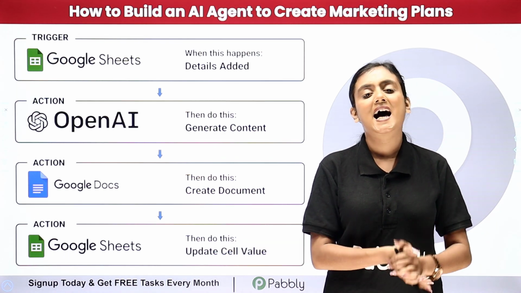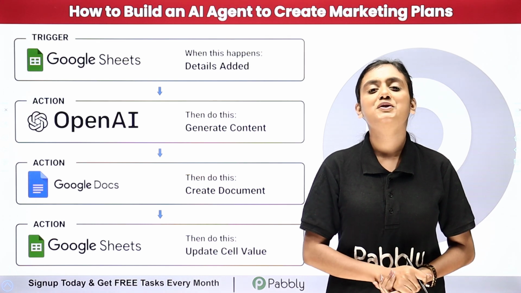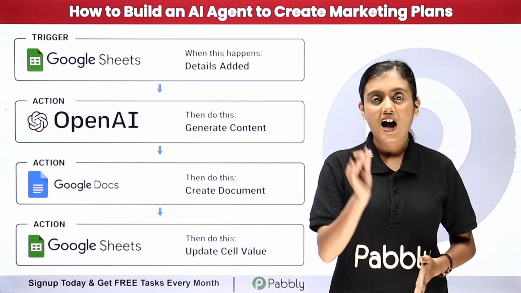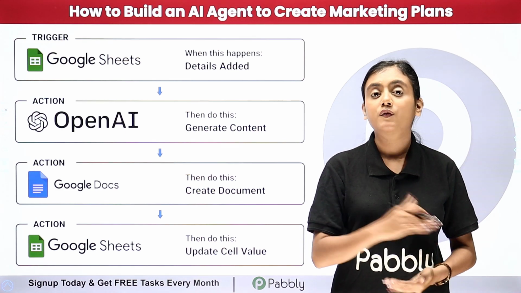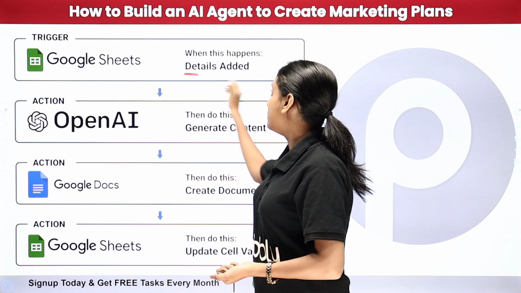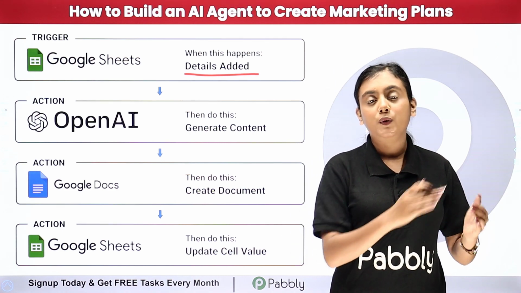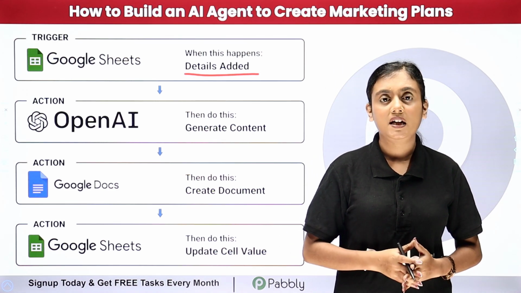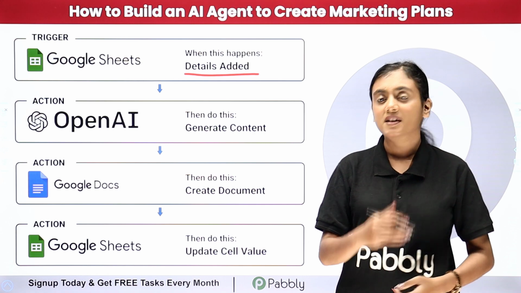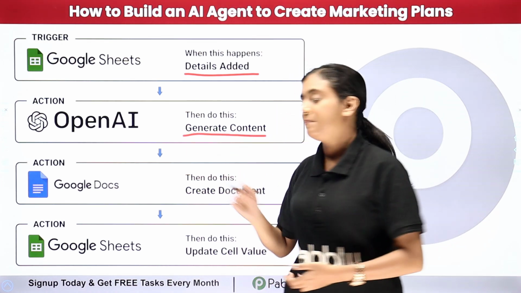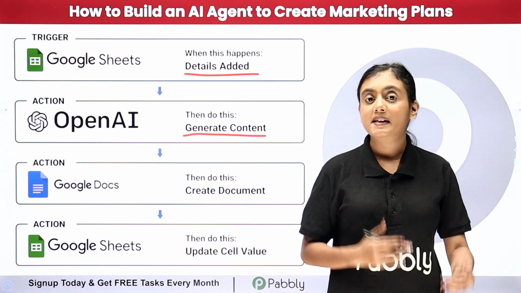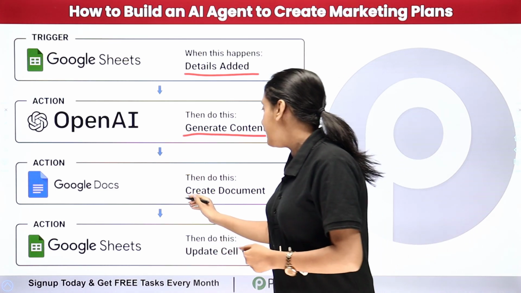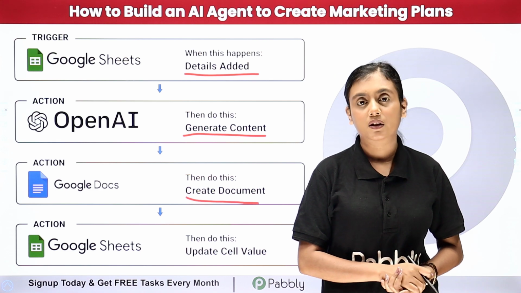So to solve this, I have created an AI agent using Pabbly Connect. How this AI agent works is that as soon as I keep a record of a new marketing goal in my Google Sheets, I add the goal with all the other details in my spreadsheet, automatically an AI agent is going to generate the marketing plan. As the AI agent generates the plan, automatically the record of it is going to be created as a document using Google Docs.